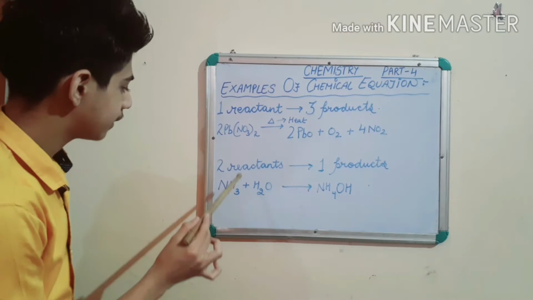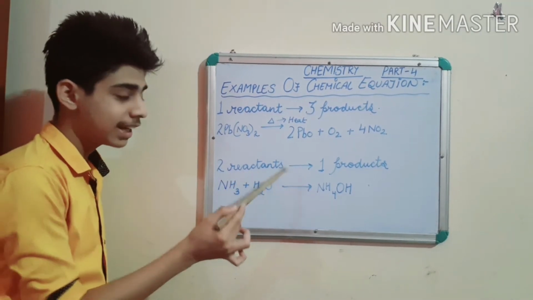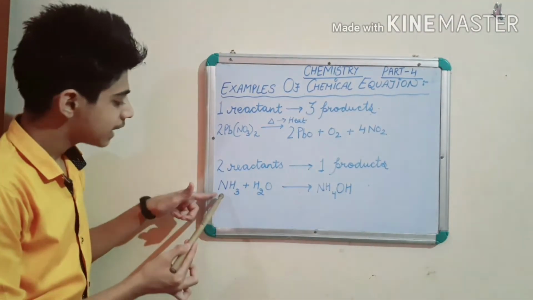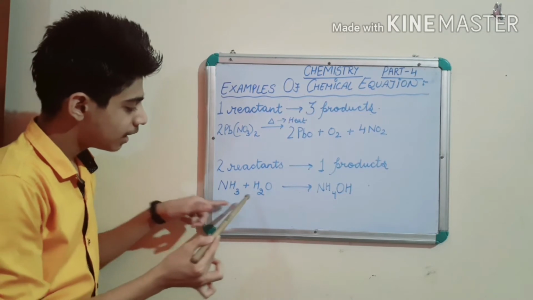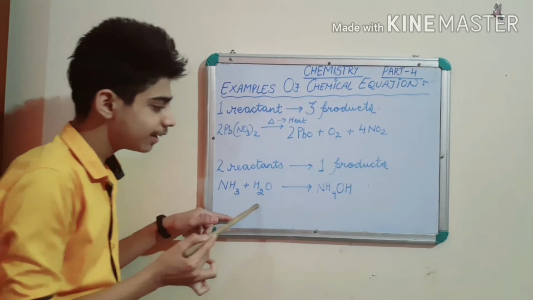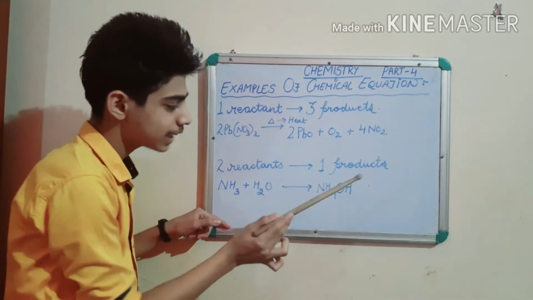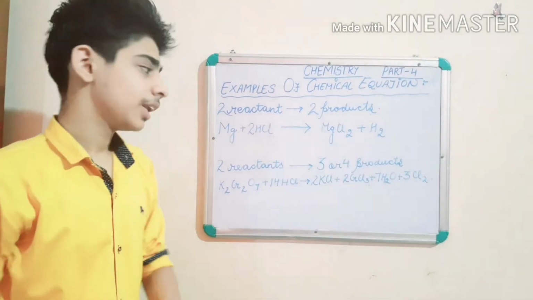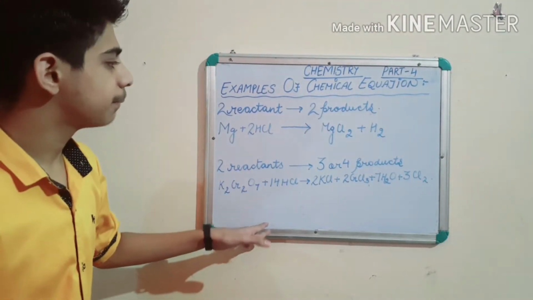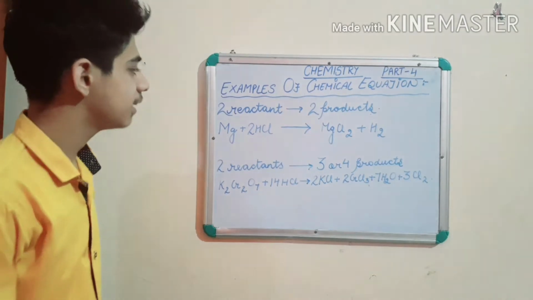In the second reaction, 2 reactants can give 1 product also, means we are adding ammonia plus water. What will it give? It will give ammonium hydroxide. Now I have taken some more examples to make you clear about chemical reaction.